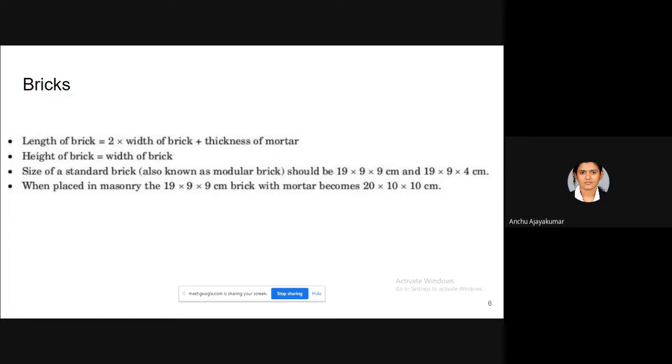What about the height of the brick? It is equal to the width of the brick itself. Next, as you all know, the standard or modular brick has the shape of a rectangular cube.